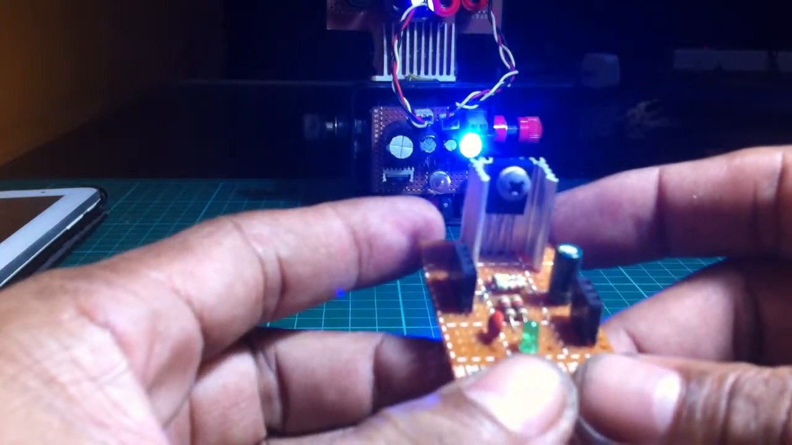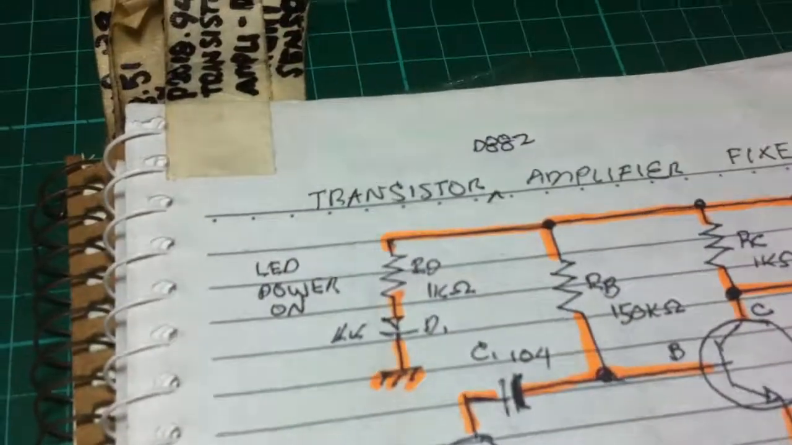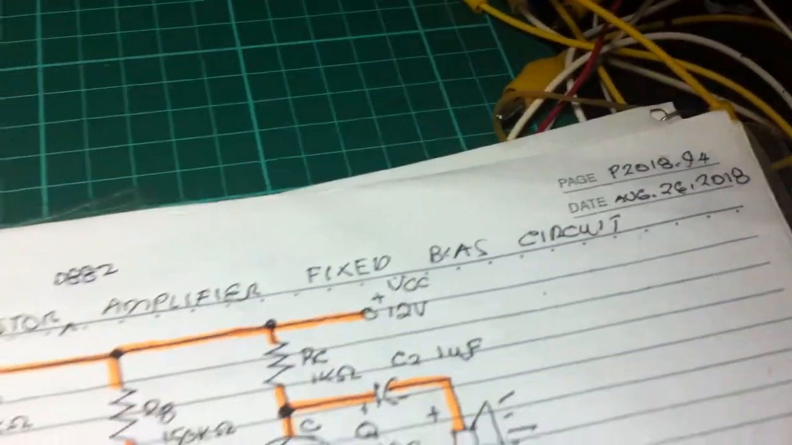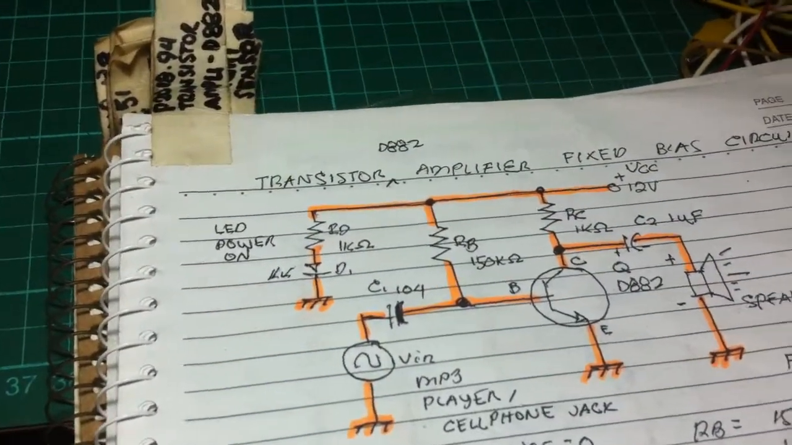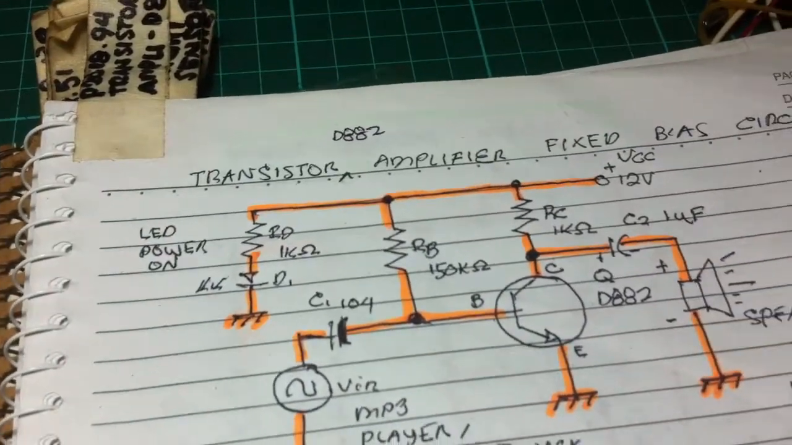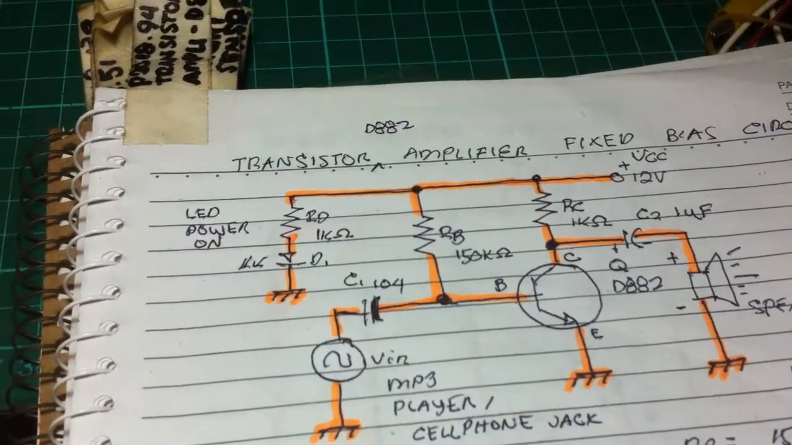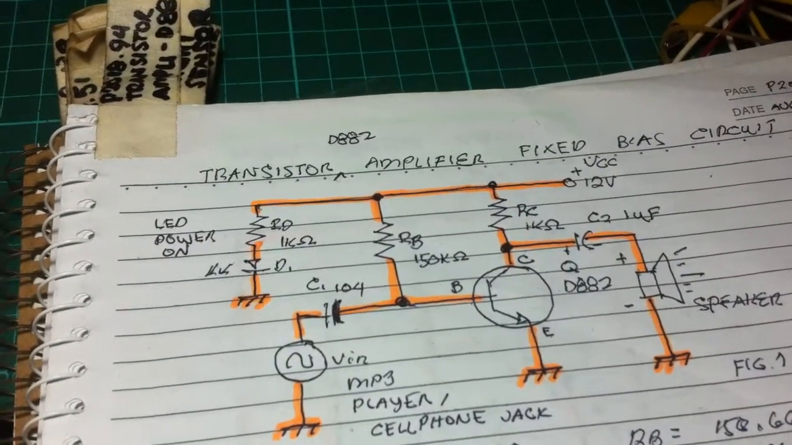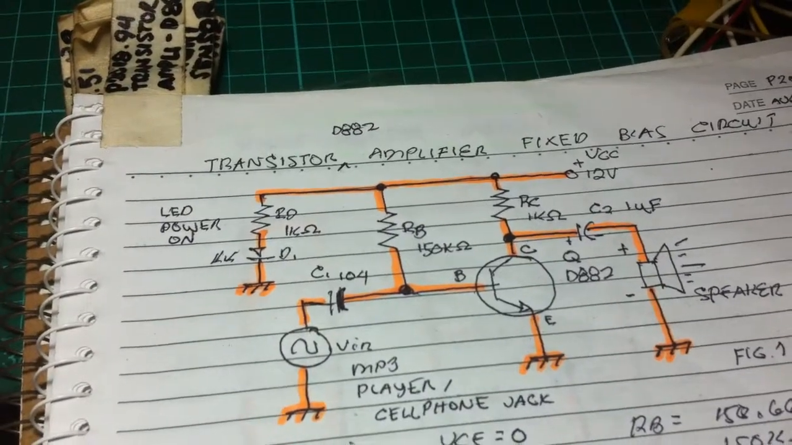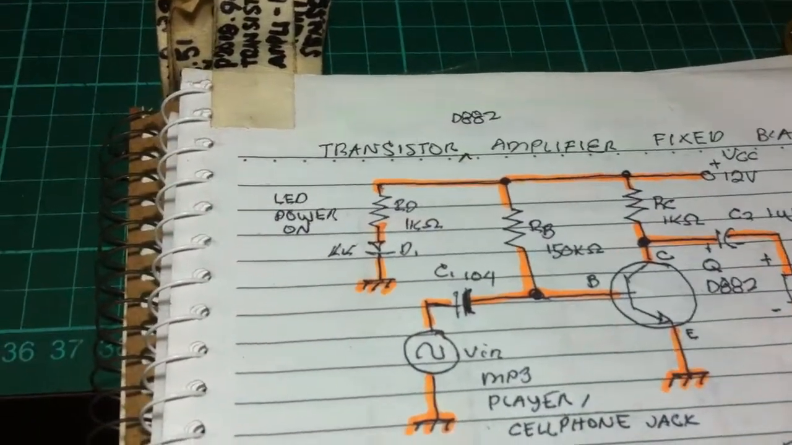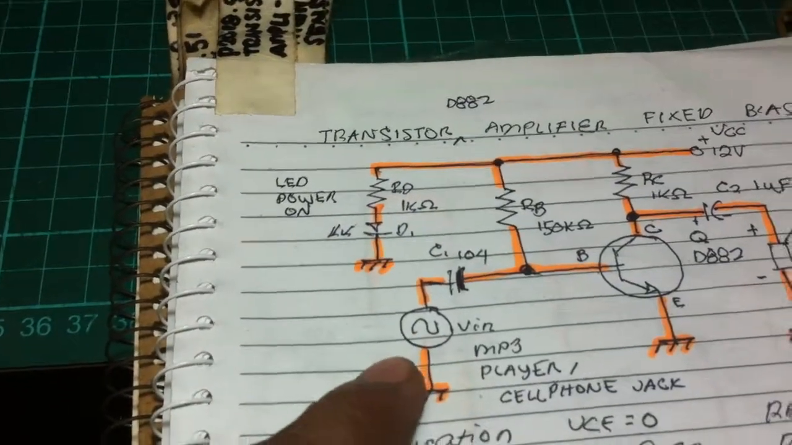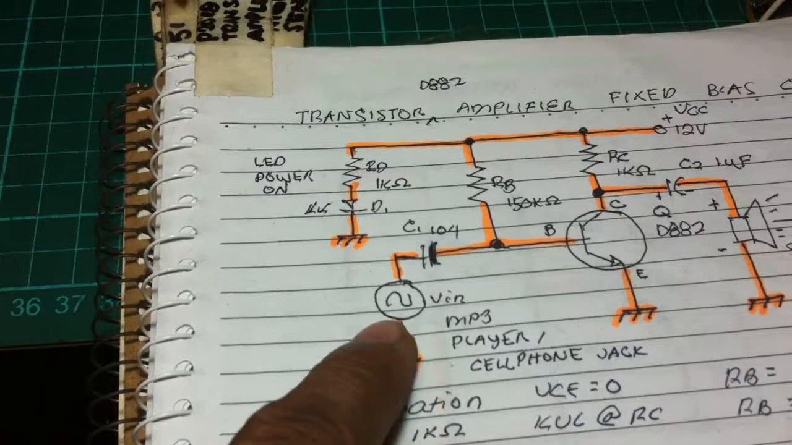and we call this a transistor amplifier fixed bias circuit. So this amplifier is commonly used, mostly use this type of biasing, circuit biasing transistor. So the input supply here, voltage, is from the cell phone.